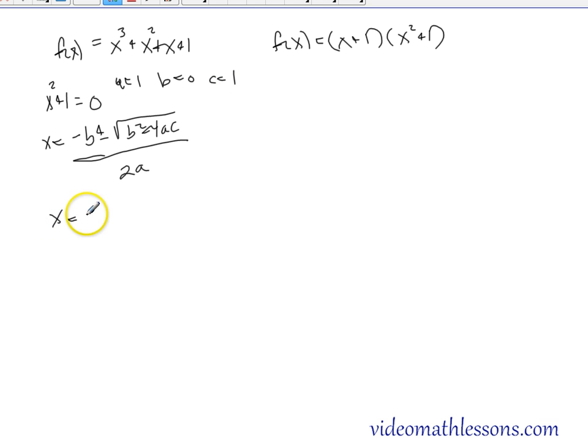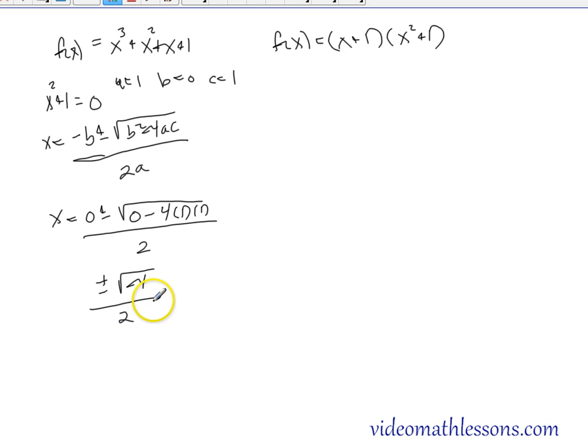So I get 0 plus or minus the radical of 0 squared minus 4 times 1 times 1, all over 2 times 1, which is 2. This cleans up. I get plus or minus the radical of negative 4, all over 2. The square root of negative 4 is 2i. And don't forget, I still got a plus or minus, and divide by 2. So my final answer is x equals plus or minus i. Those are my last two roots.